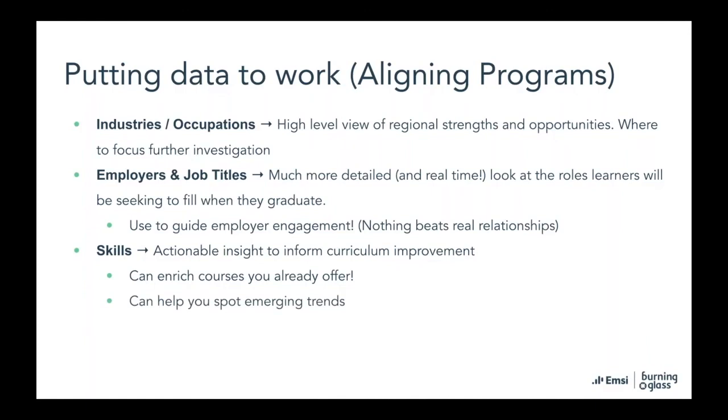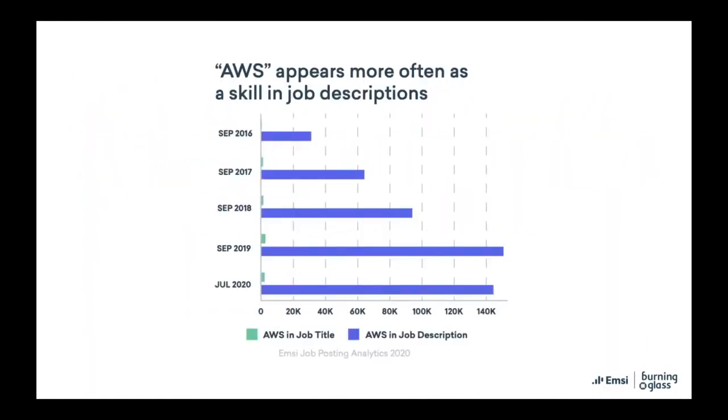Quick illustration of this last point. This is AWS, Amazon Web Services. And what you see in the little green bars there is prevalence of AWS in job titles. What you see in the much more noticeable purple bars is the prevalence of AWS in job descriptions. So if you're an institution and you're tracking the labor market and you're only paying attention to job titles, you might maybe notice that, oh, there's a little bit of growth in this AWS thing.